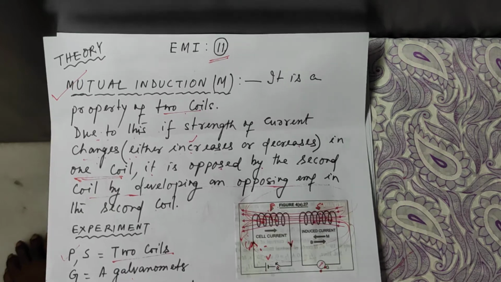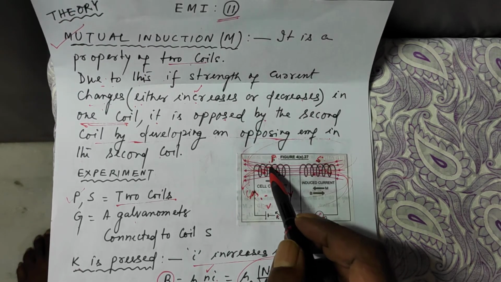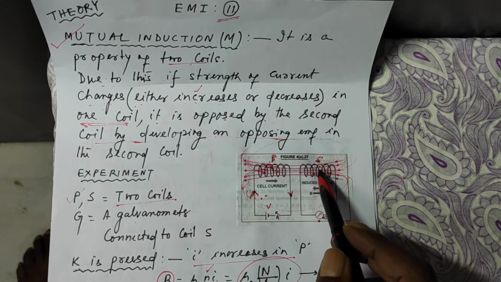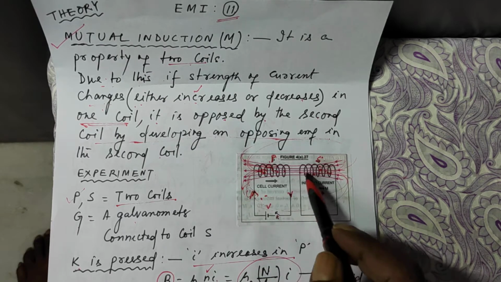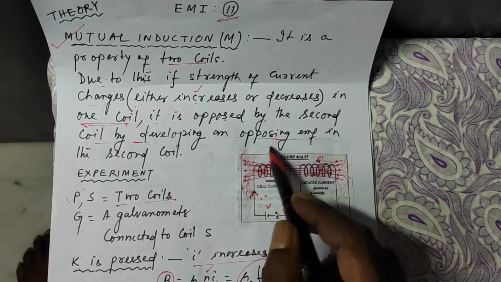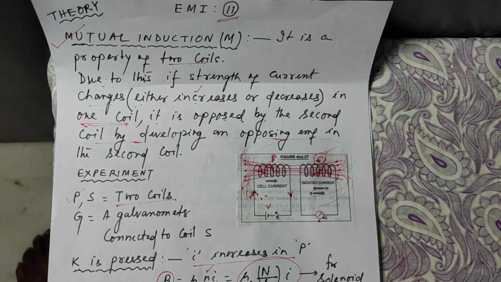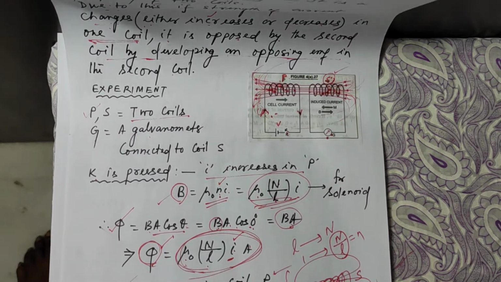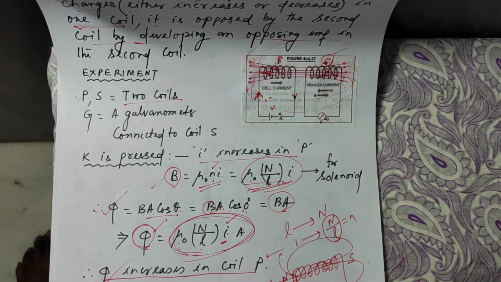So I tell you once again, this is the expression for phi in the coil P. When the key is switched on, I increases, so this thing increases, which means phi increases. And these lines of force are also passing through the coil S, because S is very close to it. They are passing through, all around it. So the flux through S is also changing, that is, increasing.